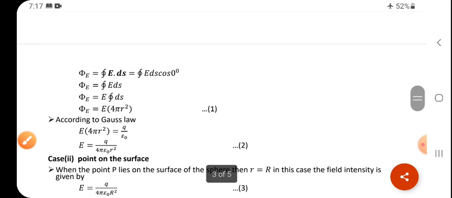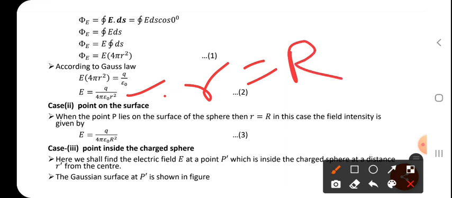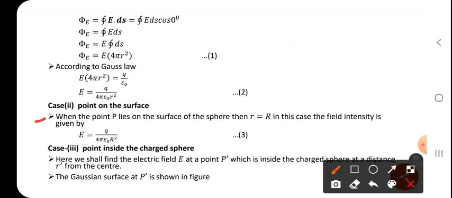So that is why in this equation, if you replace small r with capital R, that gives this equation. See here, when the point P lies on the surface of the sphere, small r is equal to capital R. In this case, the field intensity is given by E is equal to q by 4 pi epsilon naught R square.